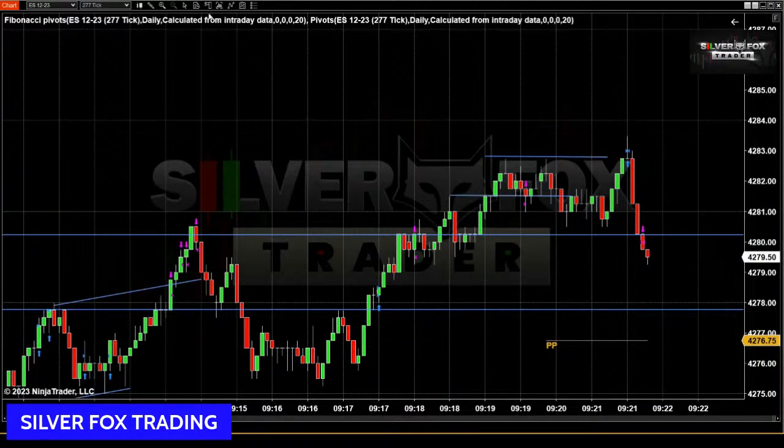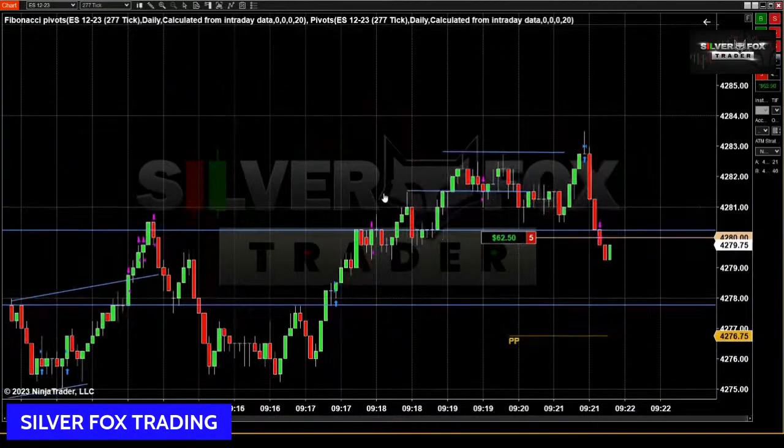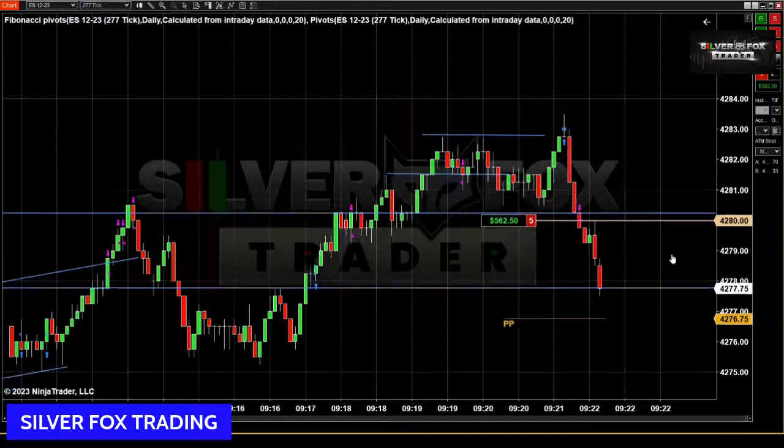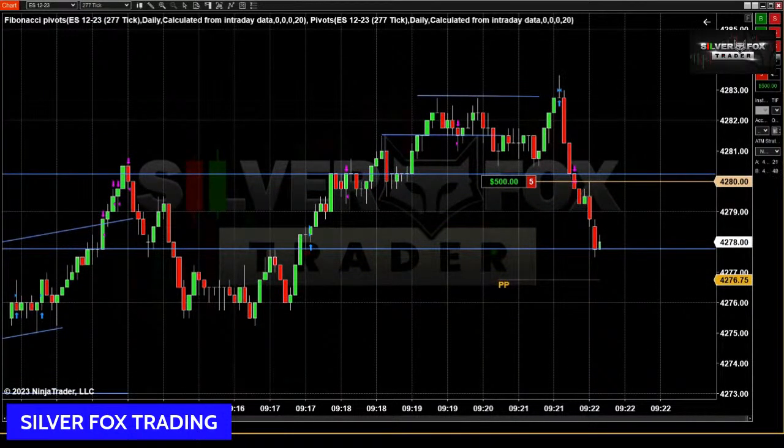Where are we at? Where are we at on that reversal? I had to reverse myself. Where are we at? 225. Come on. 500. I got to get out. Let me see. No. I'm going to get out of this trade here on this reversal.